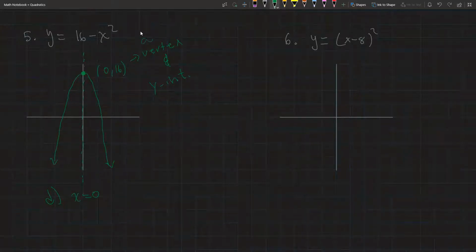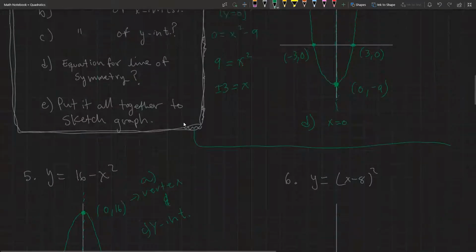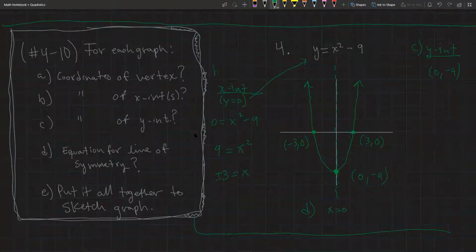So we've done letter A, and this one is letter C, part of letter C, the y-intercept. Because, oh yeah, B is separate. So I didn't label this one as letter B, but there we go.